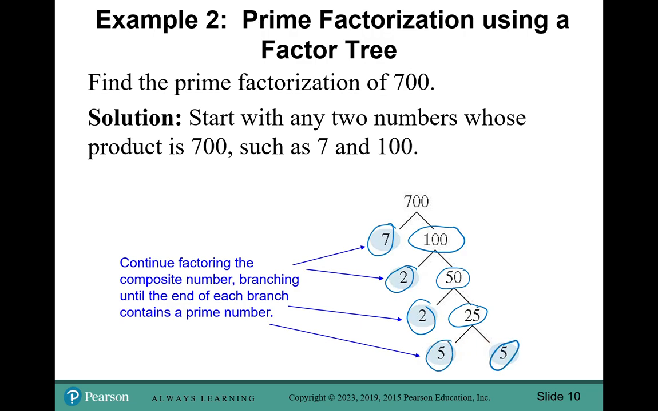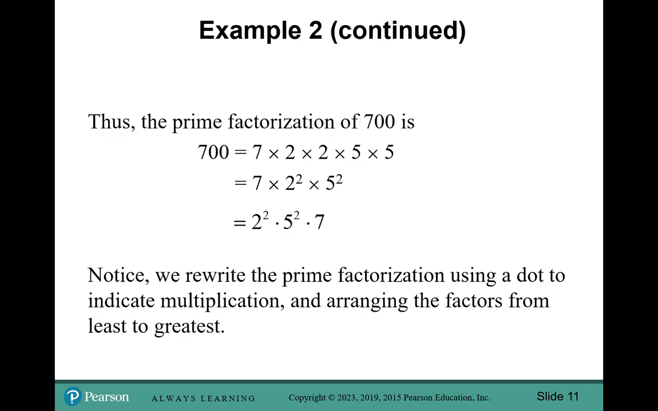So, if we're looking at this, the prime factorization here is just the makeup of all the prime numbers that make up 700. So we have a 7, a 2, a 2, a 5, and a 5. That makes up our 700. Now, if we write this out, it says, thus the prime factorization of 700 is 700 equals 7 times 2 times 2 times 5 times 5, like what I wrote on the previous screen.